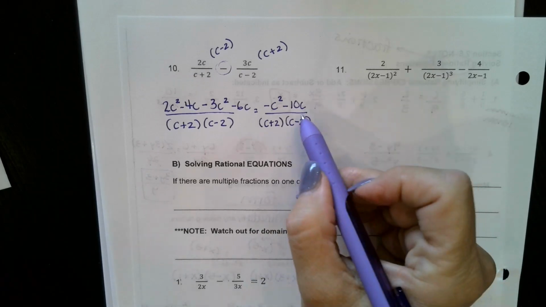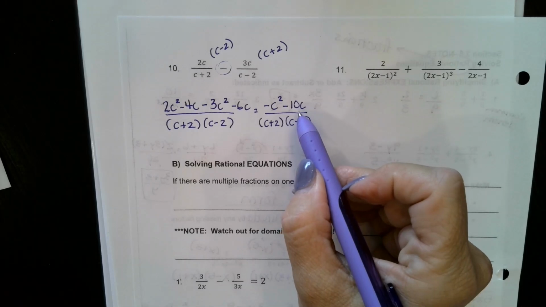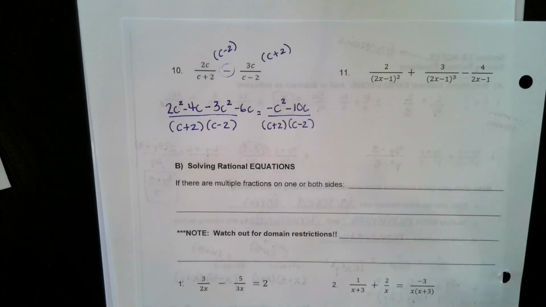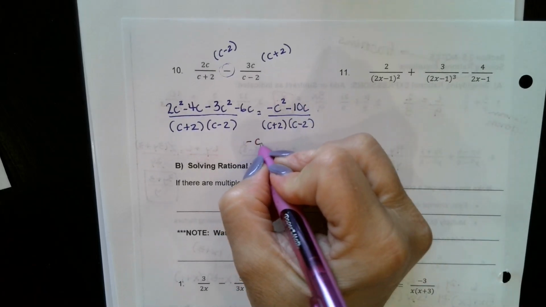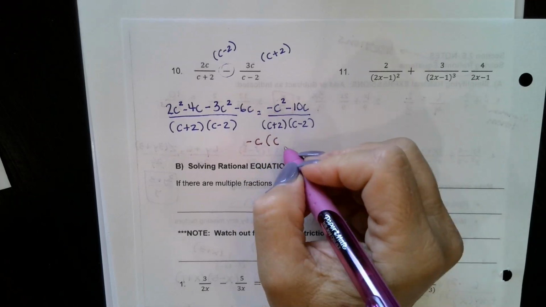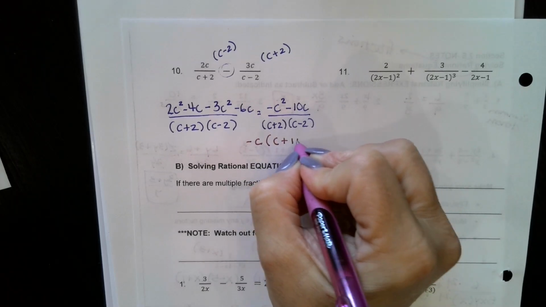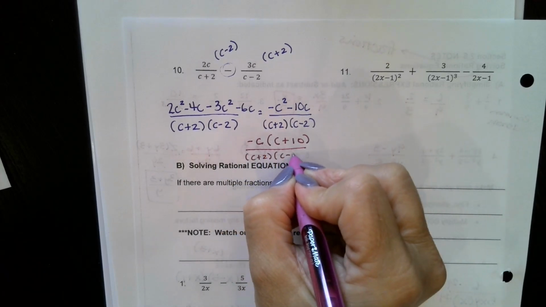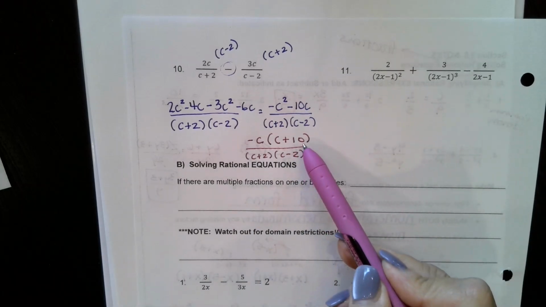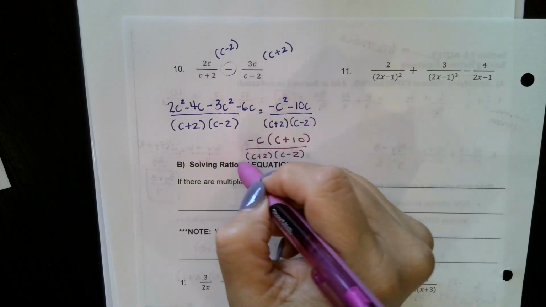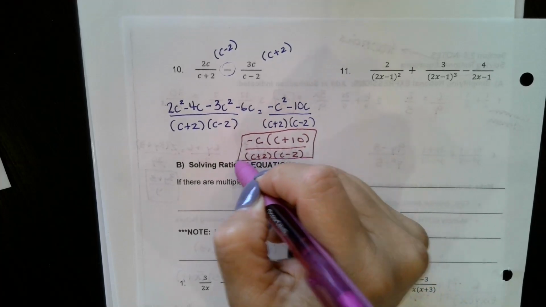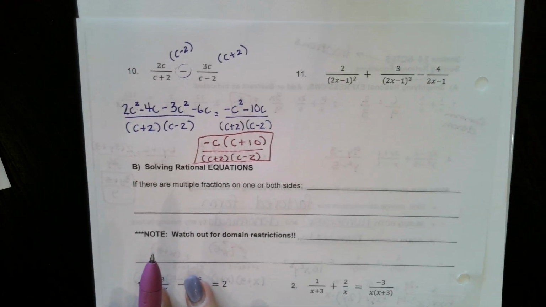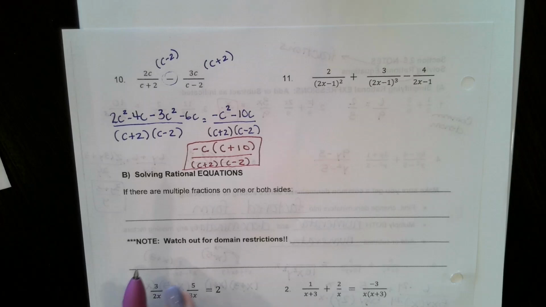So again, I could factor this top, but if I did that, then I wouldn't get anything to cancel. Let me just do that so you can see. If I factor out a negative c, then I'm left with c plus 10, and then on the bottom I have c plus 2, c minus 2. So this doesn't get me anything because it doesn't cancel with these. So this is just another way to write the equation that you have up above. Okay? All right, last one.